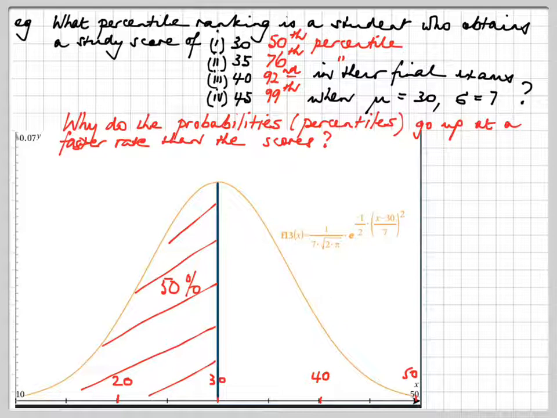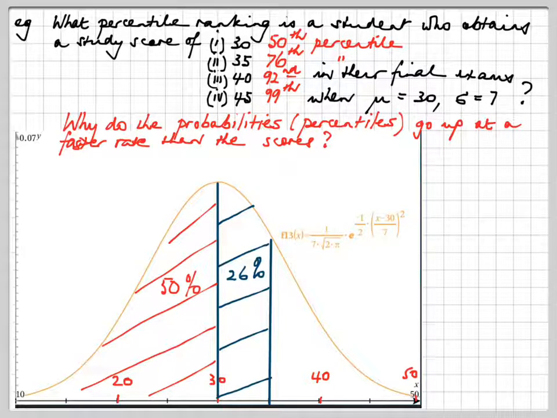Now look very carefully as I go from 30 to 35. You see now, I'm including that much extra area, i.e. probability. So, see what I'm doing? I'm adding 26% to that 50%. Now I think you can start to get the picture. You start to glean what's going on.